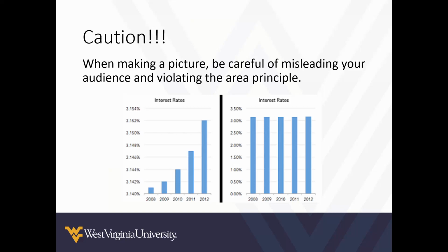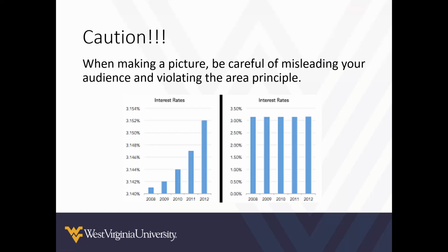Of course, there is always a caution when we are making pictures: we want to make sure that we aren't misleading our audience or violating the area principle. If we take a look at these 2 graphs, they look vastly different. The fact is, though, they're technically the same data set. What we did is we changed the scale on the side. Notice on the left, we made our interest rates go up by 0.002%, whereas on the right, they were going up by 0.5%.